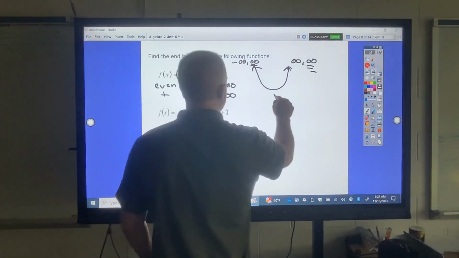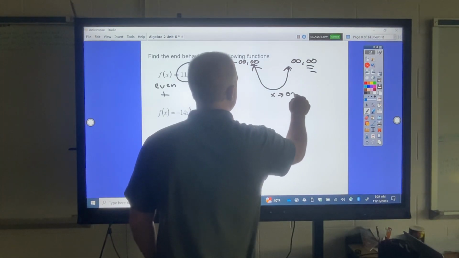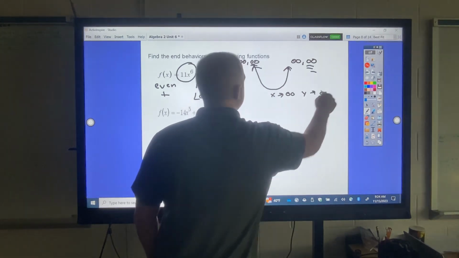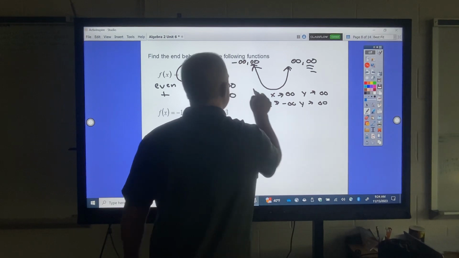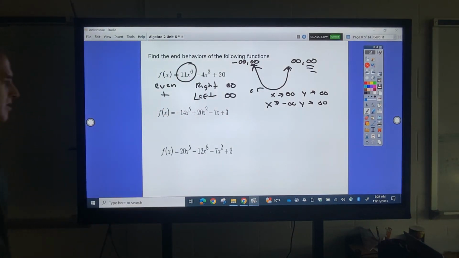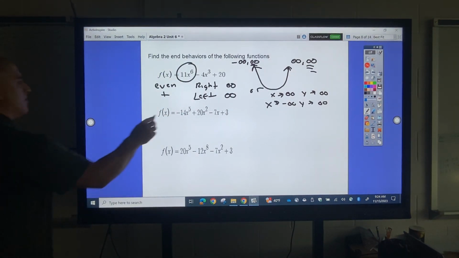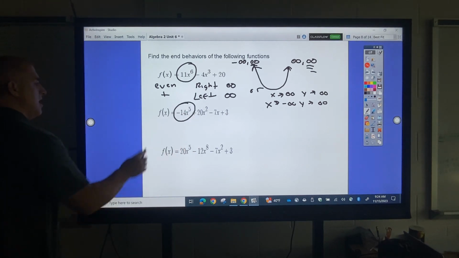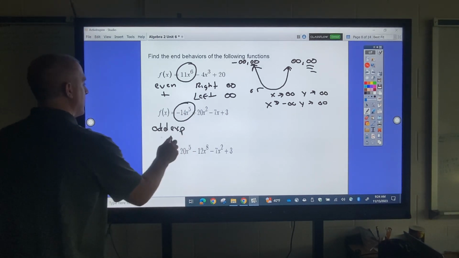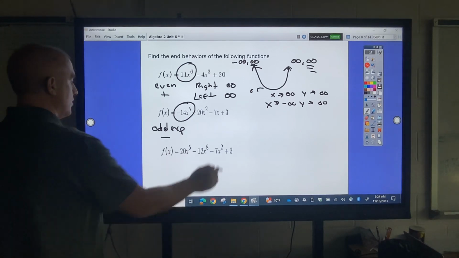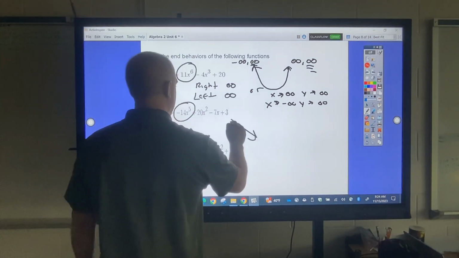You can write it as x approaches infinity, y approaches positive, x approaches negative infinity, y approaches positive. Either answer I will take. Okay? So what's my biggest exponent term here? This. This is going to be odd exponent and a negative coefficient. So what is that? That's this picture.